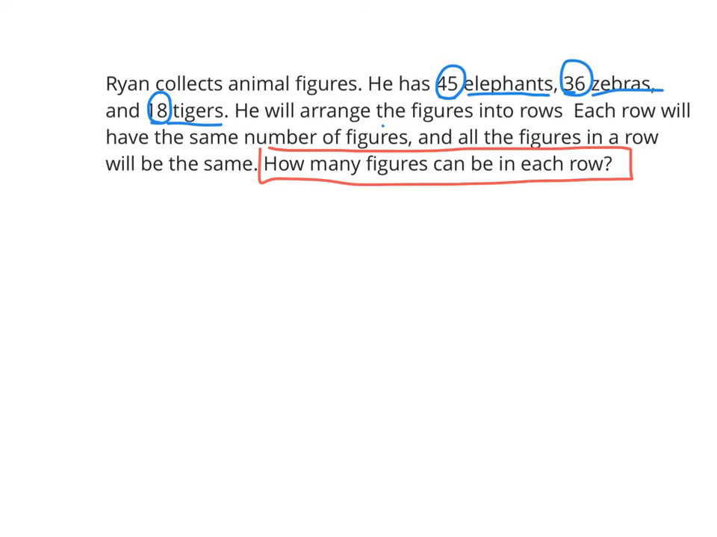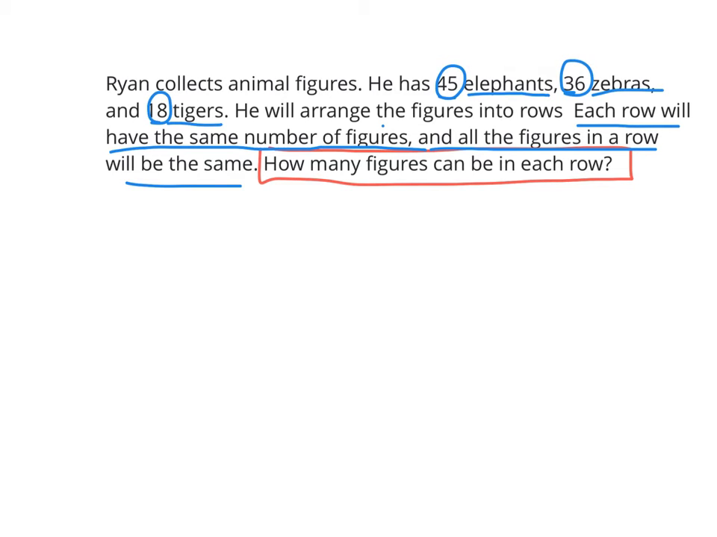What about this part? He will arrange the figures into rows. Each row will have the same number of figures, and all the figures in a row will be the same. Well, that's important, isn't it? That's very important. Now think, how will we use this information in order to solve the question, how many figures can be in each row? Pause this video and turn and talk to your partner.